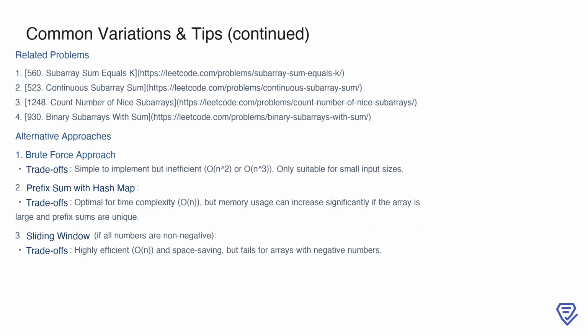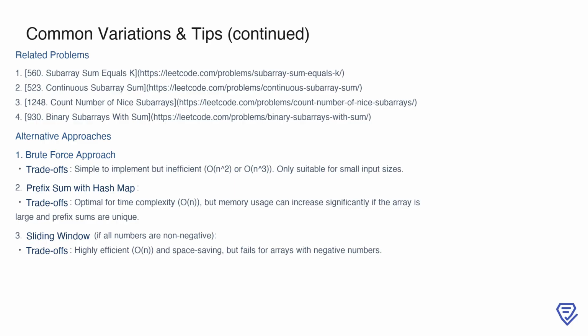This problem is closely related to several others on LeetCode that use similar techniques or concepts. Examples include Problem 560, subarray sum equals k, and Problem 523, continuous subarray sum, both of which involve finding subarrays with specific sum properties. Other related problems include 1248, count number of nice subarrays, and 930, binary subarrays with sum. These problems can serve as excellent practice to deepen your understanding of prefix sums and hash maps.